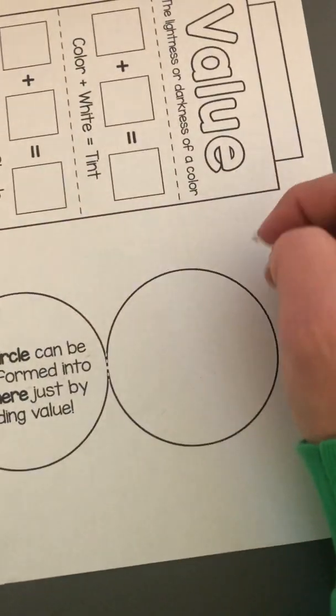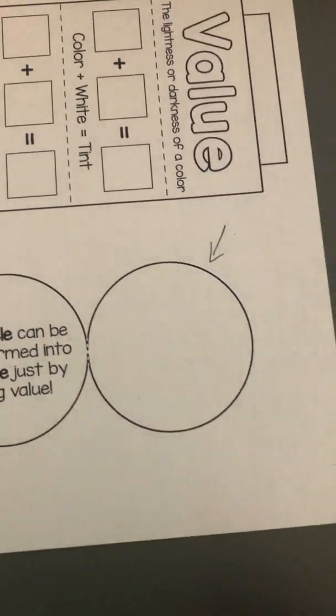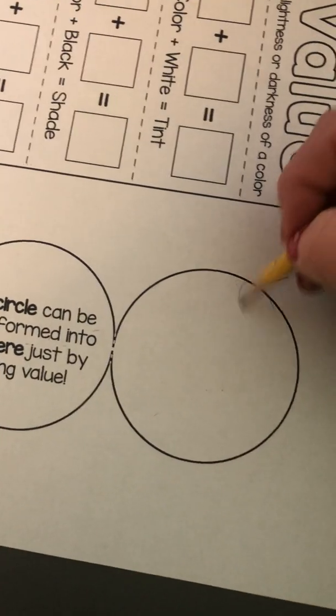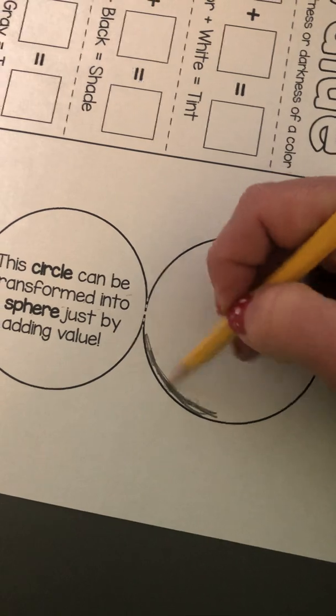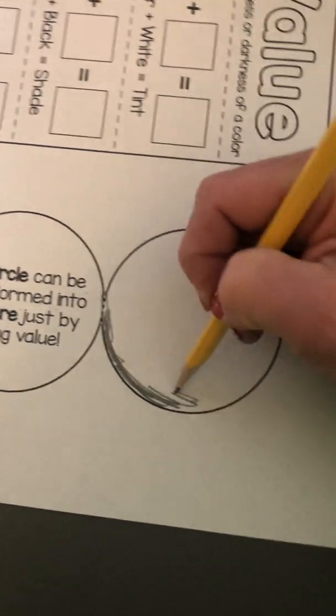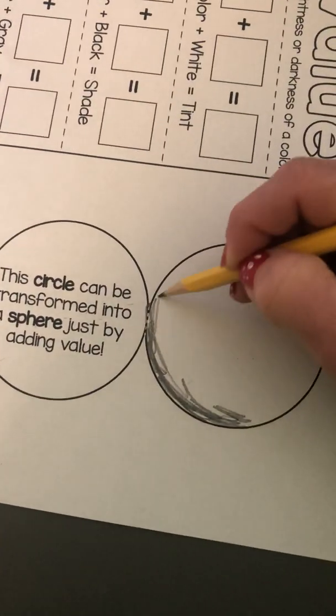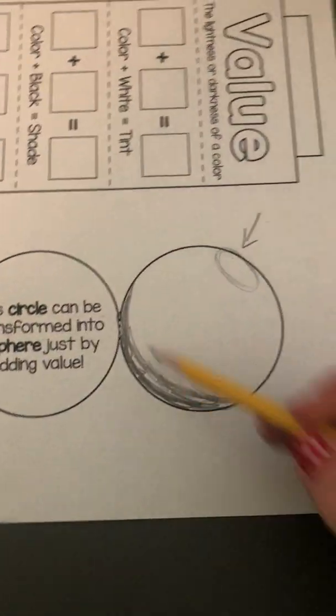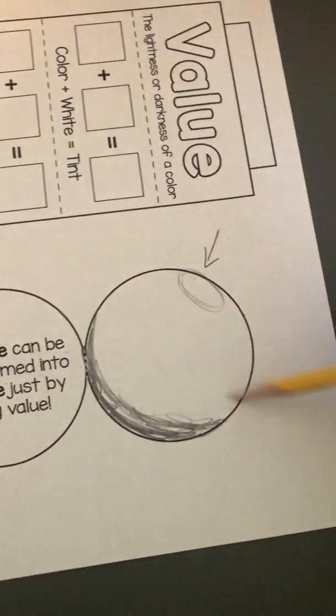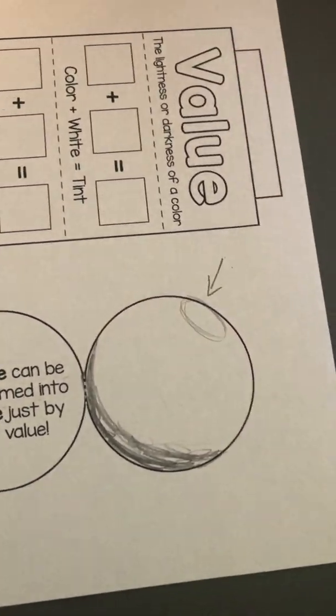But remember, you will need to decide what direction you want the light source to come from. Don't forget to leave a highlight area, and your darkest shadow is going to be opposite of that highlight area. And if you follow the curve of the circle, that can help you achieve that roundness look, and you will blend with your midtones.